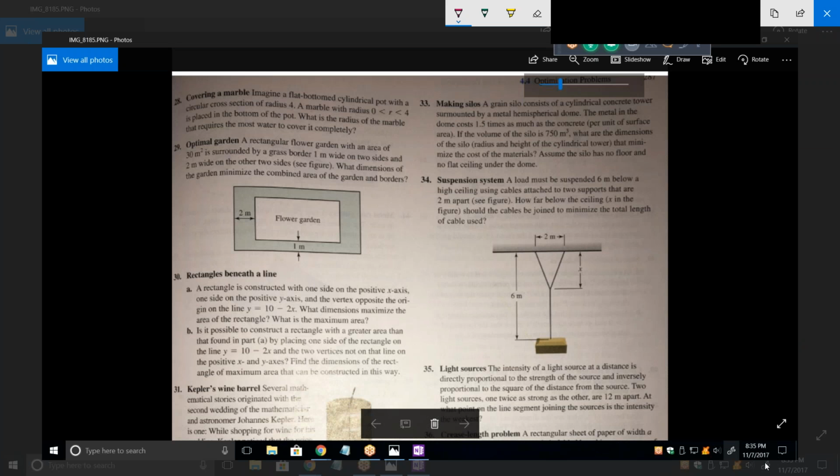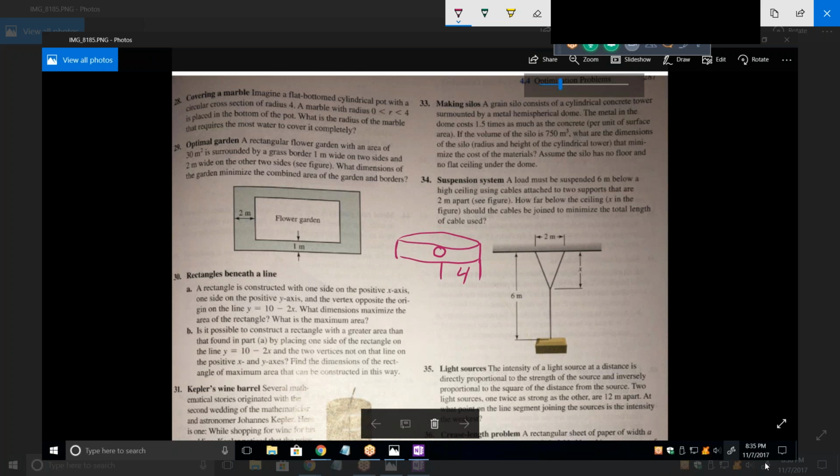Wish I could draw a little bit better. Let me try this. Here's our cylindrical pot. Here's the marble in the middle of that thing. Okay. We know this radius is 4. And the marble between 0 and 4 too, right? Yeah, the marble is 0 to 4.